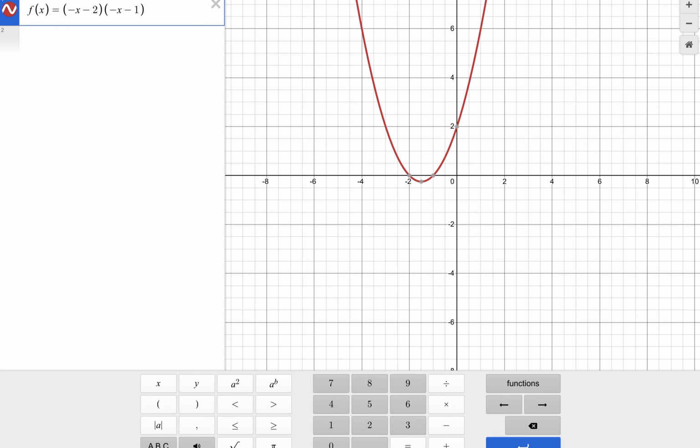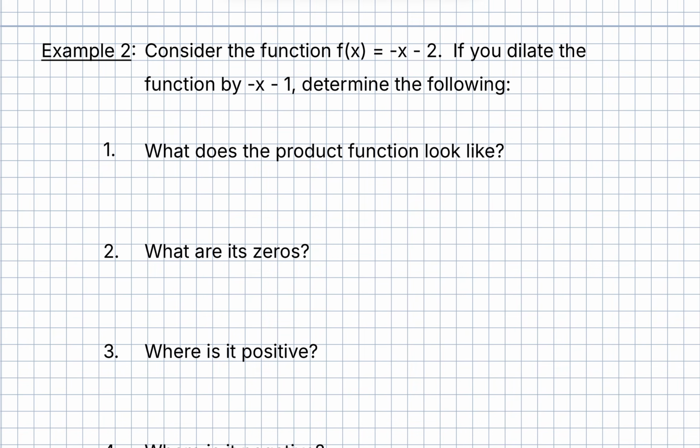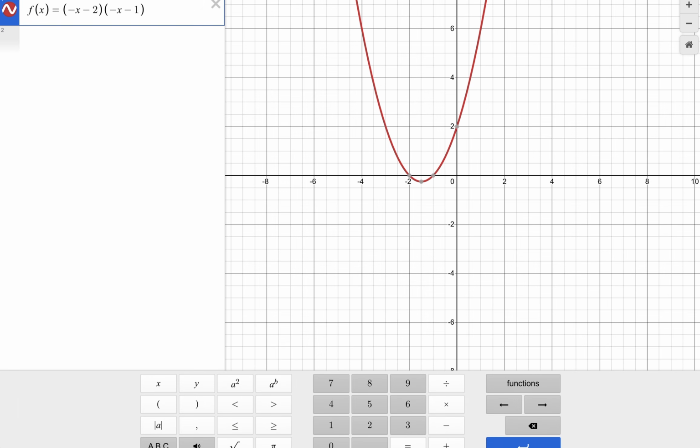Okay? So we see that when we have two negative linear functions, so a negative times a negative, when they get multiplied together, becomes a positive, and this is why we now have a parabola that faces up. Okay? So then we would say parabola facing up. And what are its zeros? Well, let's take a look. You could see that it crosses at negative 2, 0 and negative 1, 0.